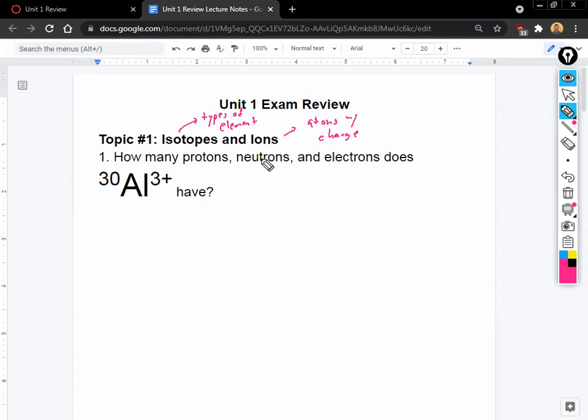Isotopes are determined by the number of neutrons in an atom, and the ionic charge is going to depend on the number of electrons. So here we have a big symbol, 30 on the top left, Al, and then 3 plus on the top right. Now this number on the top left, we call the mass number, and the mass number is going to be the number of protons plus the number of neutrons, sorry. The mass number on the top left is going to represent the protons plus the neutrons.